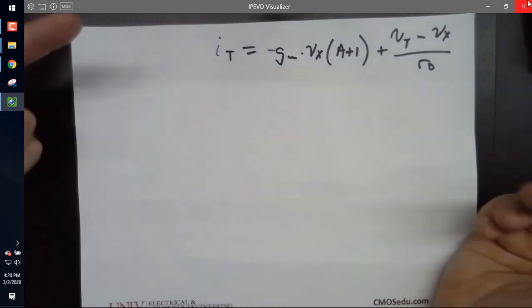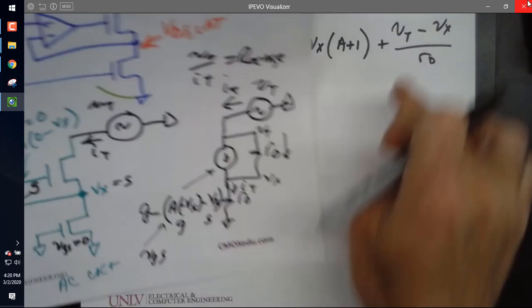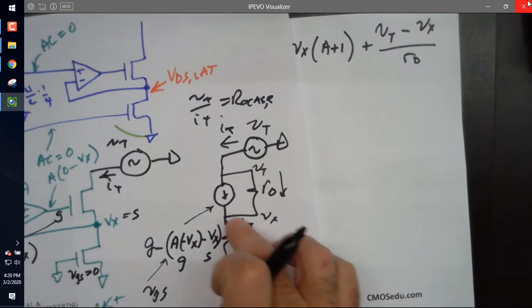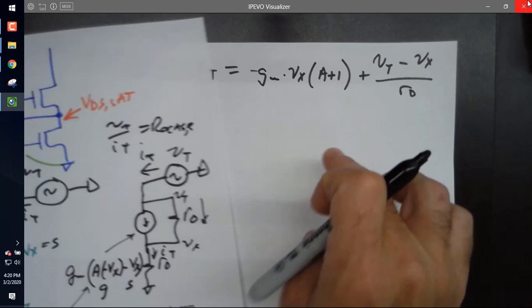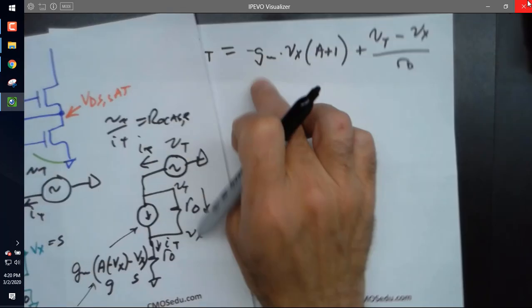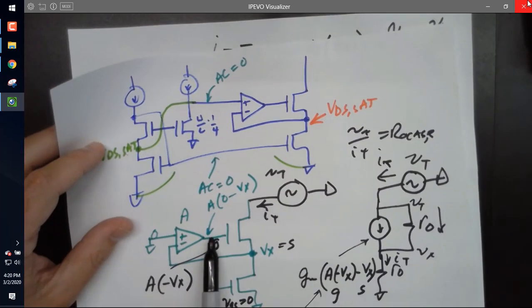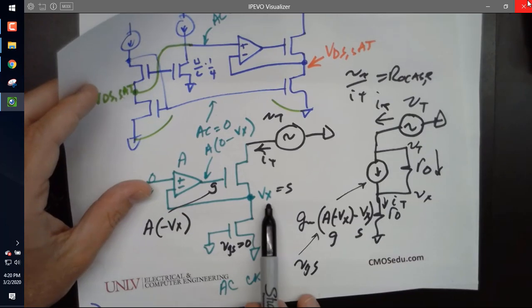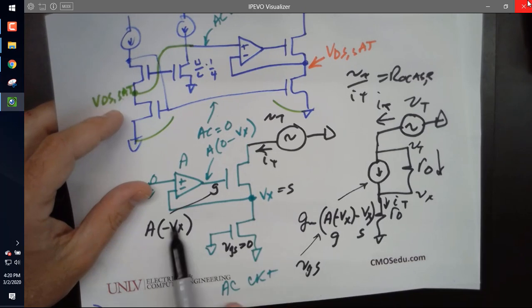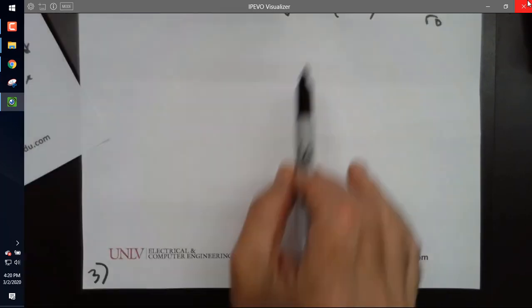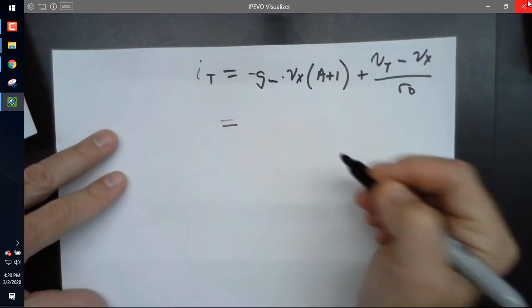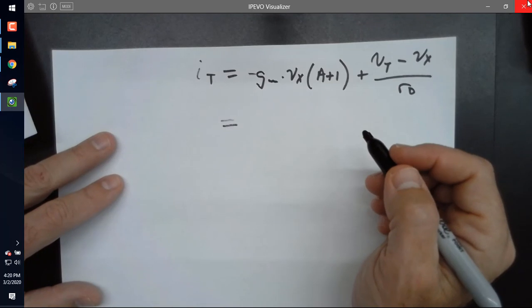So, does anybody not see how I got from here to here? Just in KCL. It's going in as IT, coming out. So that's why it doesn't matter. Coming out, IT, going in, IT. It's on one side, and then leaving or entering is the GM times. Does everybody see the gate voltage is A times minus Vx? Everybody see the source voltage is Vx. So VGS would be this voltage minus this voltage. That's what I have there. I just pulled the Vx out and the minus. Okay, so let's go divide and conquer.